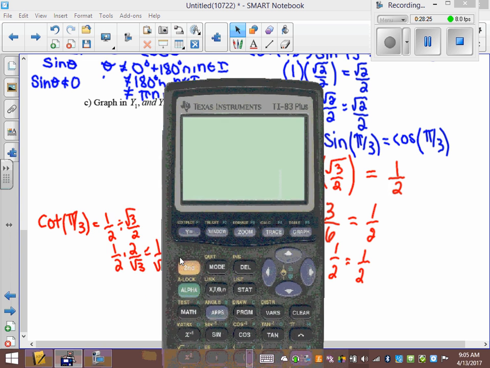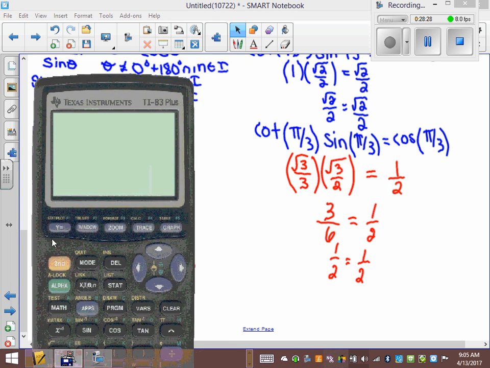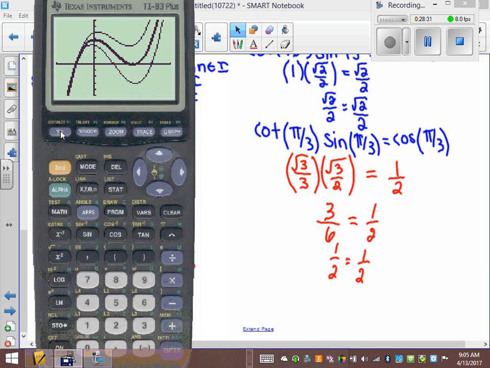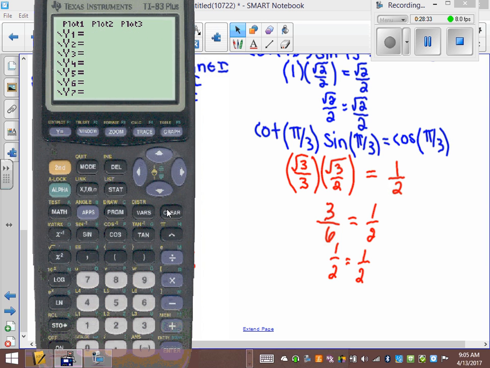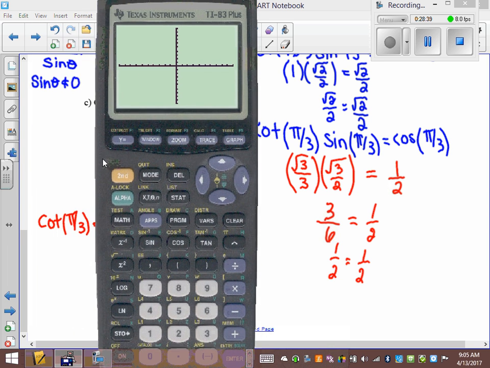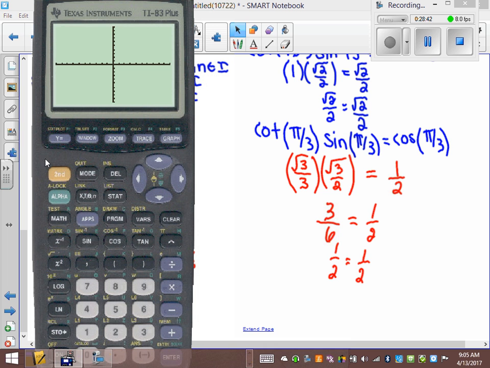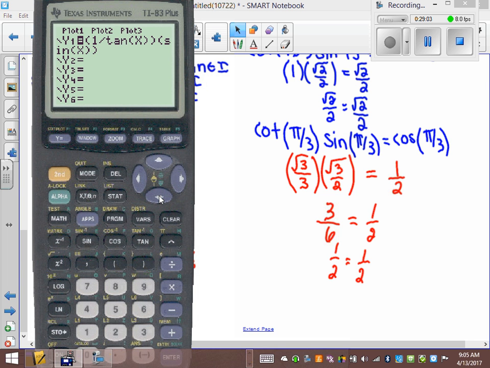And then they want us to prove it graphically. So y1, y2. So I'm going to go into my y1, and I'm going to type cotan. How do I type in a cotan? 1 divided by tan. So in my y equals, bracket 1 divided by tan x, bracket. And what am I multiplying it by? Bracket sine x, bracket. And then y2?